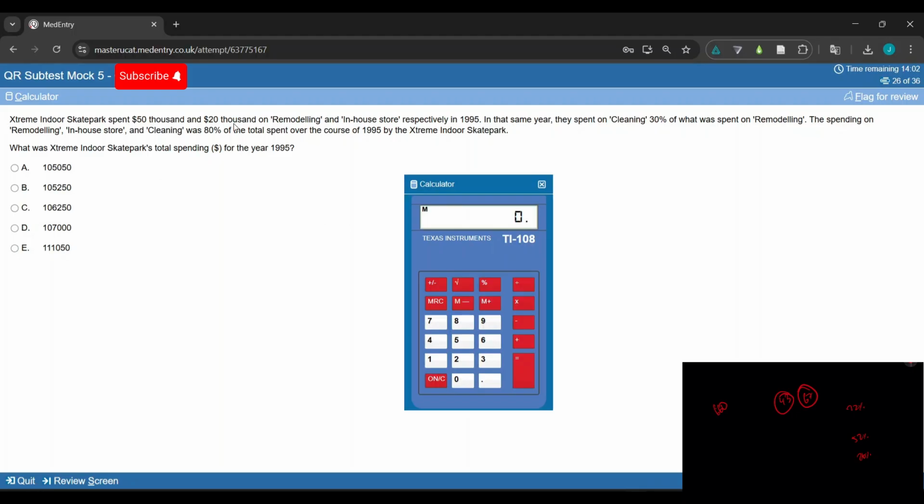So what was the 50,000 on remodeling in-house stores? Same year spent total spending. Okay, spent 50,000 and 20,000 on these two respectively. So 50, 20. Same year they spent on cleaning 30% of what was spent on remodeling. Remodeling is that. So remodeling is 15. So this is cleaning, and then this is remodeling, I believe, and then this is in-house store. And then what they spent on those together was 850 plus 20 plus 15 divided by 0.8, 106,250.